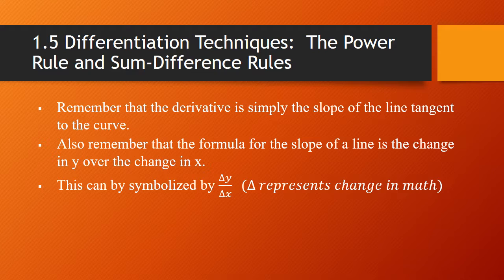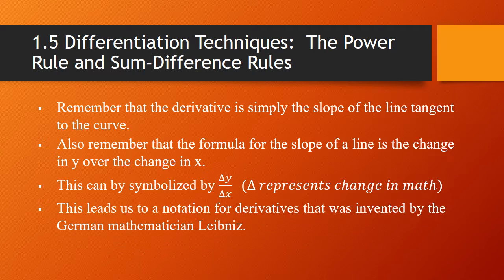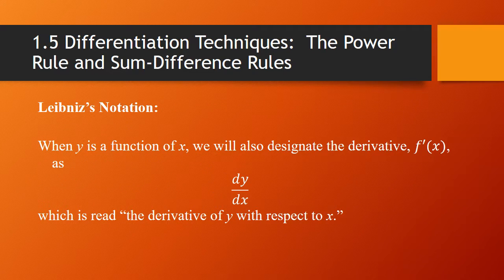The triangle is the Greek letter delta, and it represents change in math and I believe in science as well. This notation leads us to a notation for derivatives that was invented by the German mathematician Leibniz. His notation is, instead of delta y over delta x, dy over dx. The idea being the same: it's the change in y over the change in x. And it is read the derivative of y with respect to x.